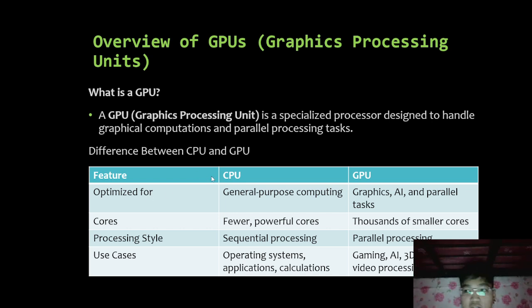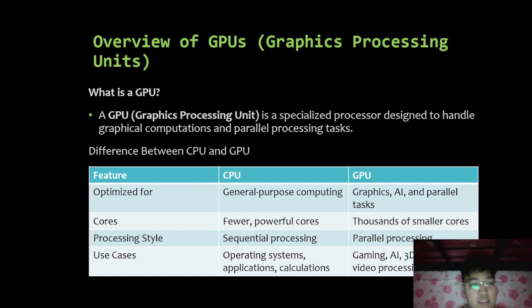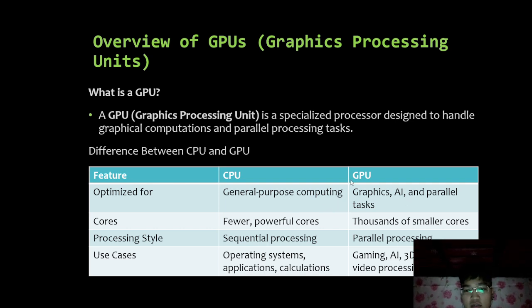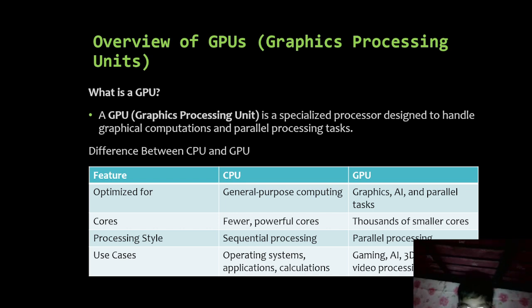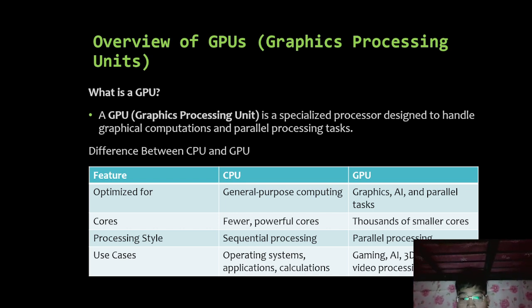Difference between CPU and GPU. For feature, optimized for: the CPU is general purpose computing, and the GPU is for graphics, AI, and parallel tasks. For cores naman po, the CPU has fewer and more powerful cores. For the GPU naman po, thousands of smaller cores.